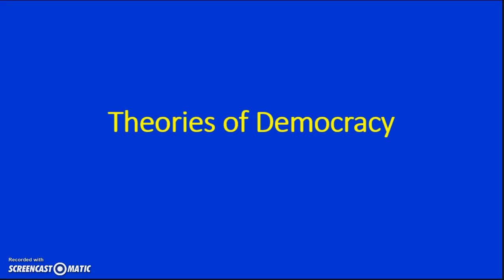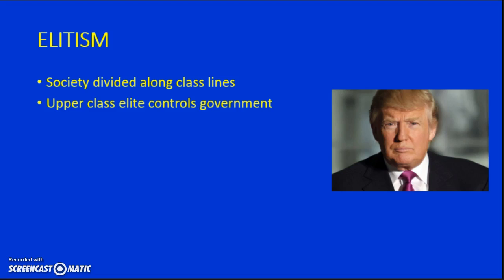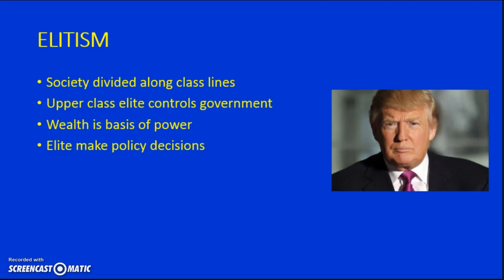This is Mrs. Reddy, and we're going to take a few notes on theories of democracy. So let's get going. First of all, one theory is the elitist theory, or elitism. In this theory, society is divided along class lines. The upper class elite controls government, with wealth being the basis of power and big business at the center of most elite theories.